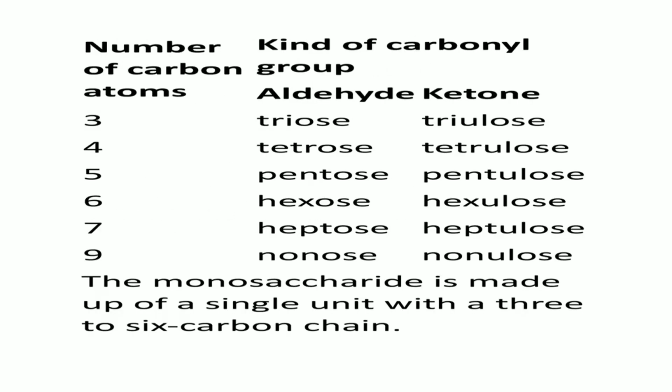Number of carbon atoms. Kind of carbonyl group. Aldehyde, ketone. 3: triose, triulose. 4: tetrose, tetrulose. 5: pentose, pentulose. 6: hexose, hexulose. 7: heptose, heptulose. 9: nonose, nonulose.